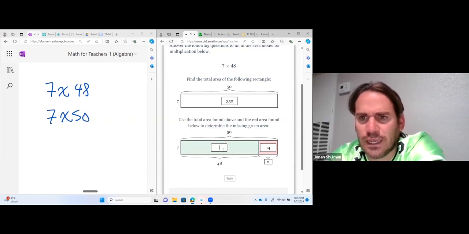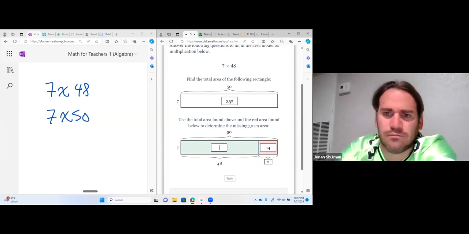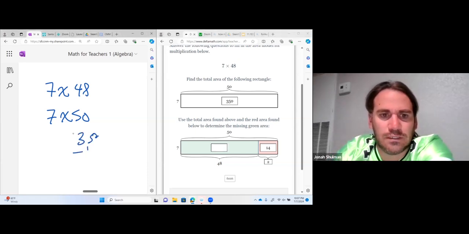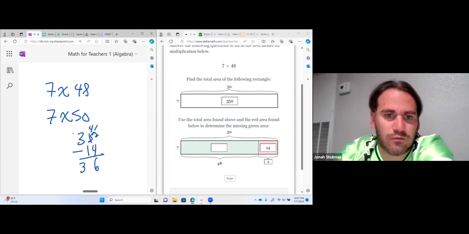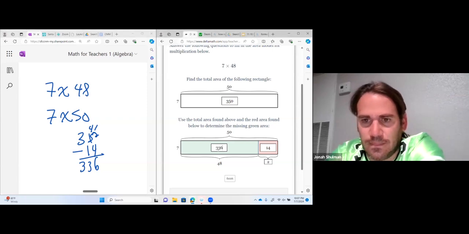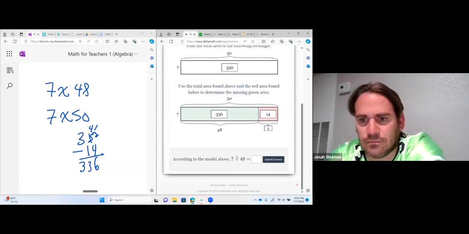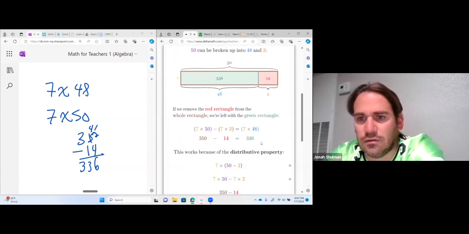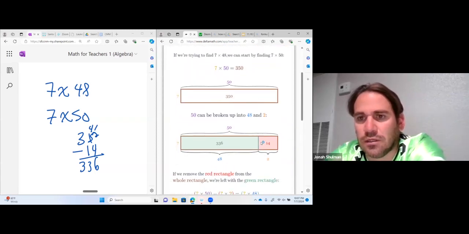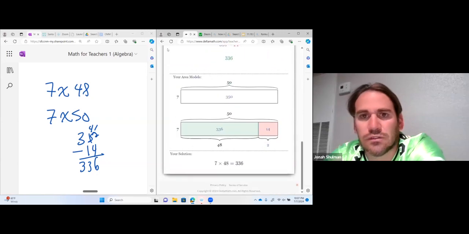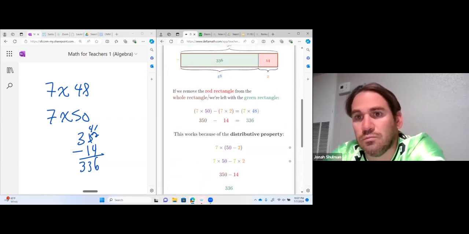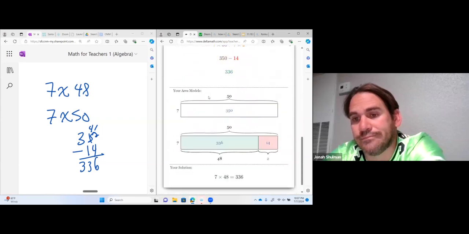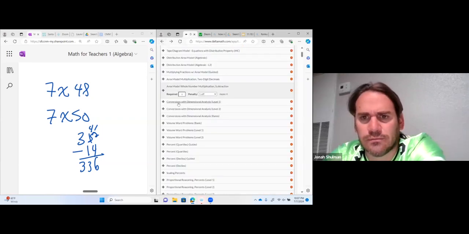And 7 times 48, well, if we know the whole thing is 350, 350 minus 14 is 336. So that's our answer, 336. We got it. So that's the way to use modeling, an area model, to really help a student understand how to multiply 2 big numbers that might be scary for them. I think it's a really useful method.